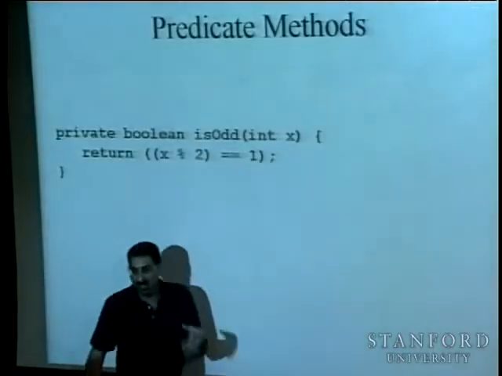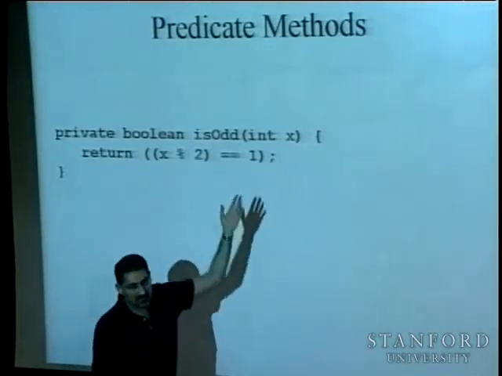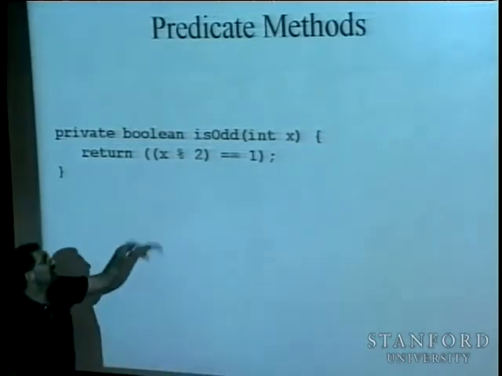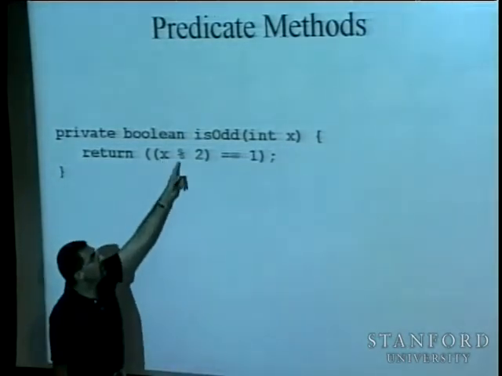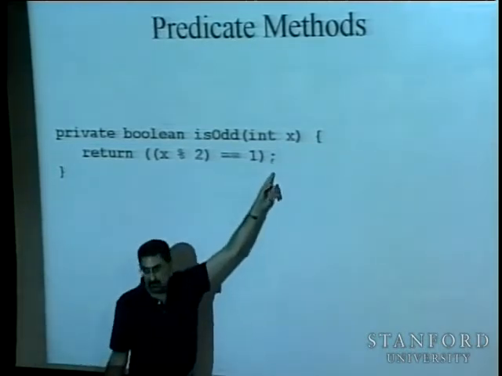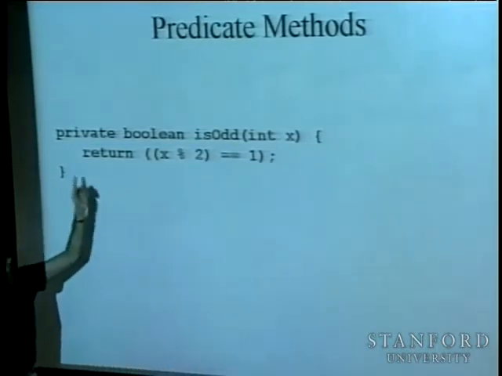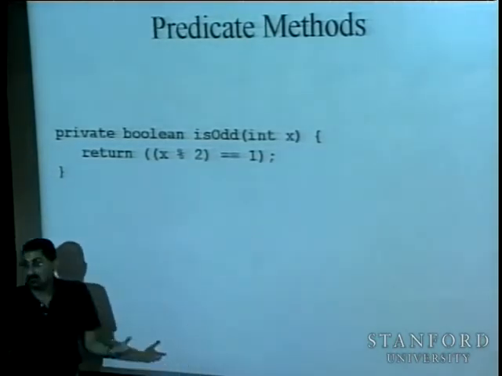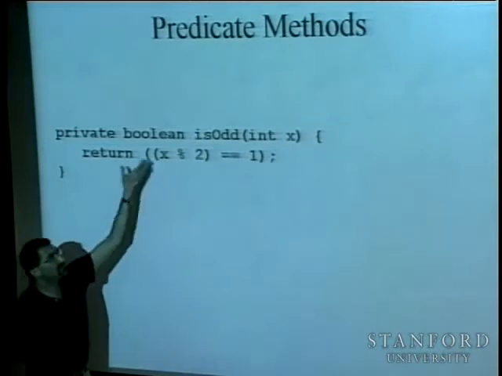Private Boolean isOdd. What does this do? You give it an integer, it tells you back true or false. Is it odd, right? The name is pretty self-explanatory. So it takes that variable, computes the remainder after we divide by 2, and if that remainder is equal to 1, this whole thing is going to be true and it'll return true. If it's not equal to 1, that means it's equal to 0. In that case, this is false and it'll return false.